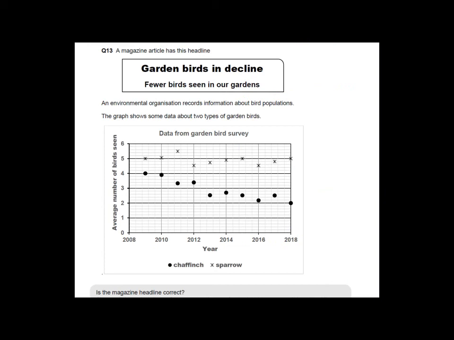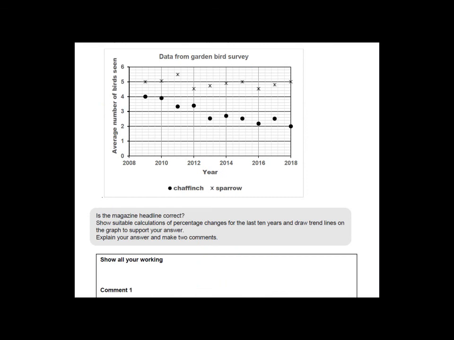Question 13, a magazine article has this headline: Garden birds in decline, fewer birds seen in our gardens. An environmental organisation records information about bird populations, and the graph shows some data about 2 types of garden birds. So looking at our data, we've got the chaffinch as the circles, and we've got the X's as the sparrow. Is the magazine headline correct? Show a suitable calculation of percentage change for the last 10 years and draw trend lines on the graph to support your answer. Explain your answer and make 2 comments.